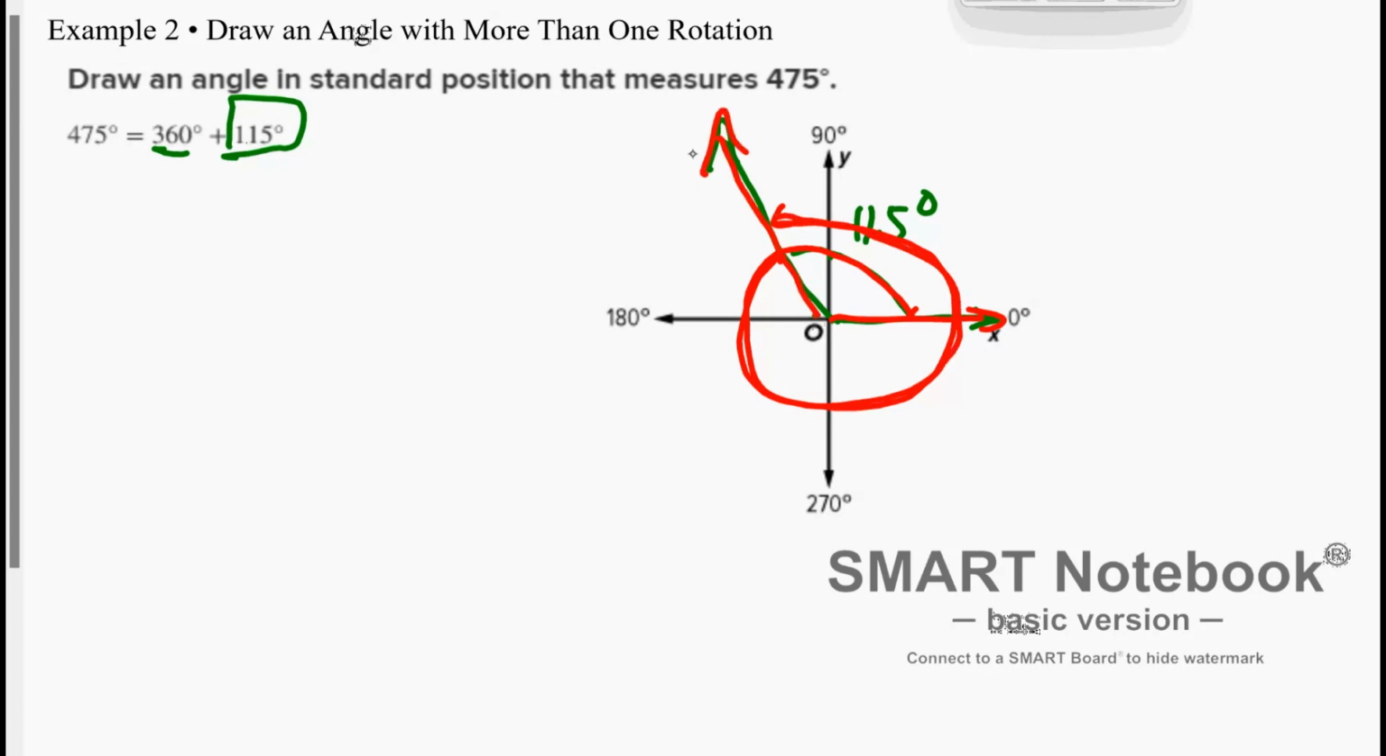So this red one would be starting here, spinning all the way and landing right there. That red one is 475 degrees. And I can keep on doing that and land in the same spot. The angles would look the same, except for this one you spin all the way to get back there. That's how people can see you did an extra spin. So that's how you draw an angle in standard position that measures more than 360. Or another way to do it is to go 360 and then subtract 360 from this and get 115. Then you know you're basically going to 115.